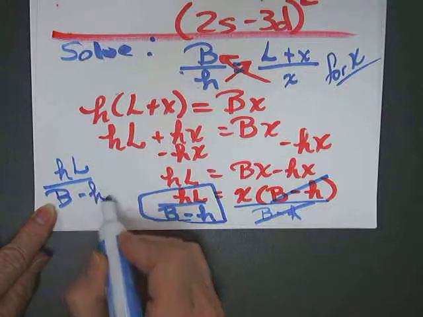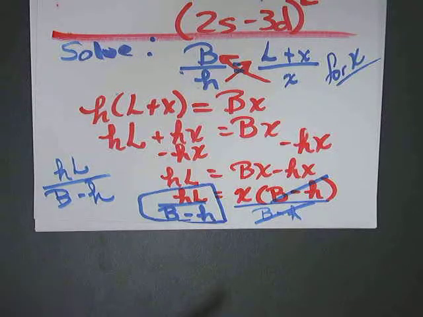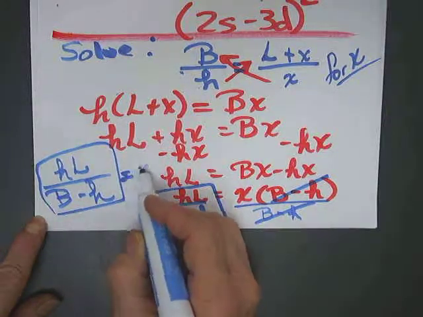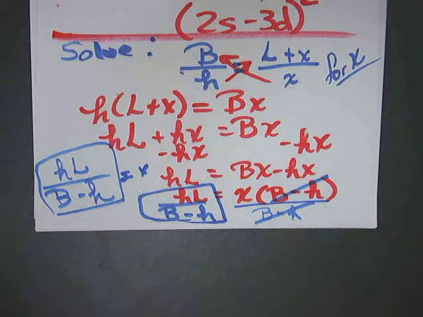Okay, so we don't have any parentheses. What are we solving for? We're solving for X. We need to get X on one side. It's on both sides right now. So let's get it over here. So we have H capital L equals BX minus HX. We need to solve for X, so we need to factor X out of this.